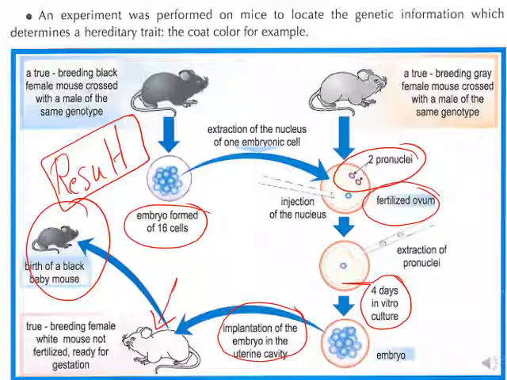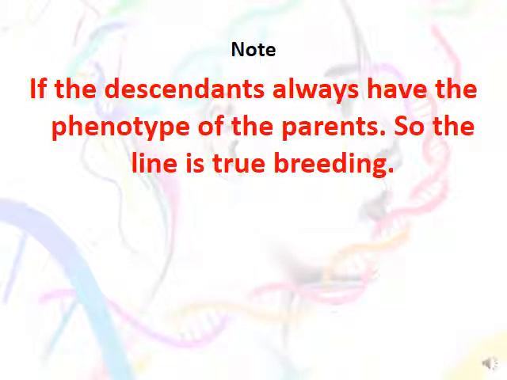And here you have to know that a dominant phenotype may be homozygous or heterozygous. Pay attention to this. The phenotype doesn't always reveal the genotype, because it may be homozygous or heterozygous. So you have to be careful about this. Note that if the descendants have the same phenotype, the line is true breeding. So always, if the descendants have the same phenotype as the parent, the line is said to be a true breeding line.